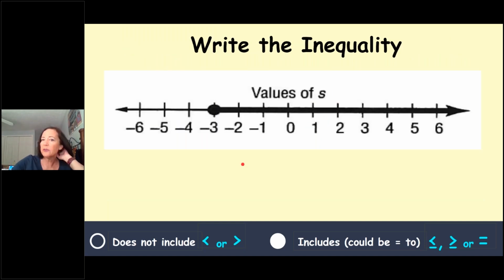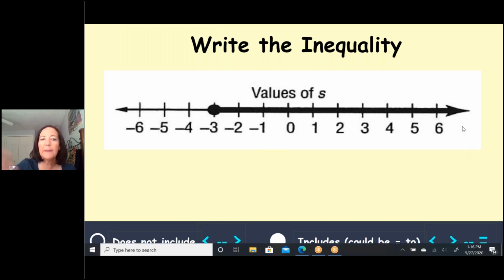Okay, so now we're going to practice. And the first thing we're going to do is write an inequality. So both of you guys, take a few seconds, think time. And when you're ready, let me know. And then I want you to tell me what the inequality is that matches this graph.